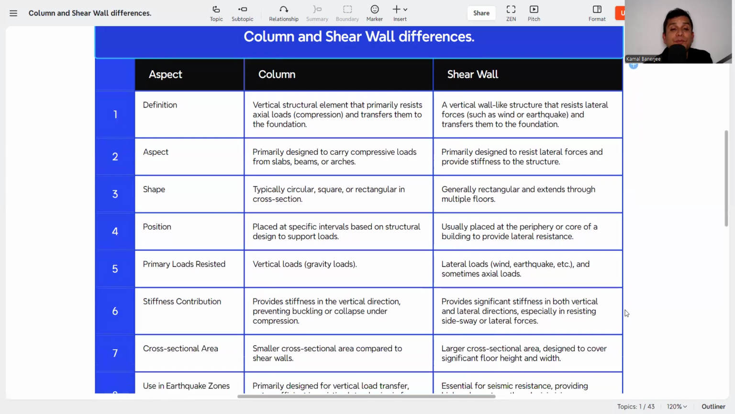Another thing, what is the aspect? The column is primarily designed to carry compressive load from slabs, beams and arches. So that is the primary aspect of the column. But what is the primary aspect of the shear wall? It is primarily designed to resist lateral forces and provide stiffness to the structure if there is any wind load or seismic load. So the shear wall gives protection to the RCC structure.